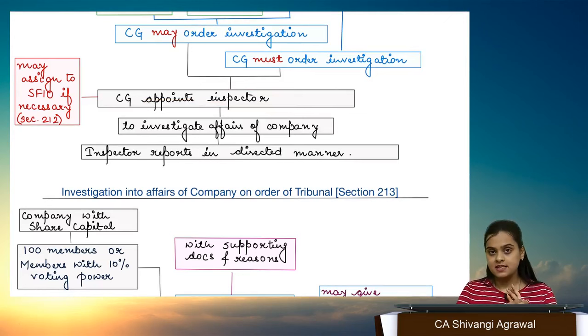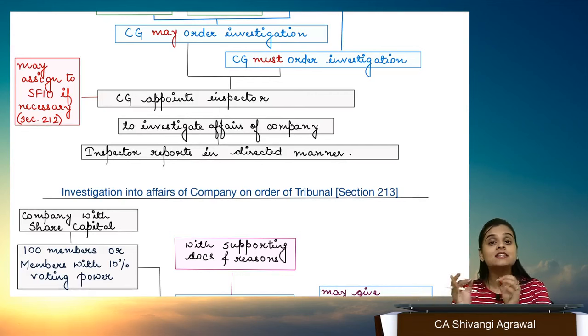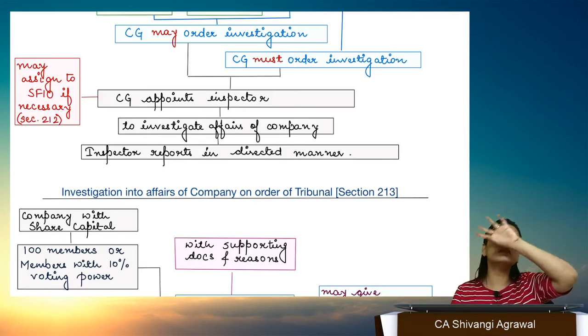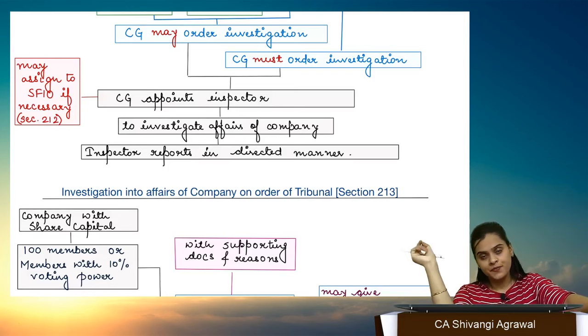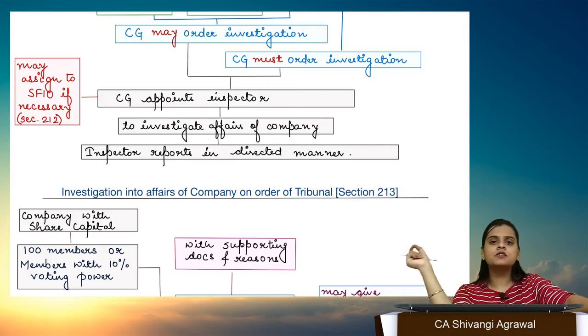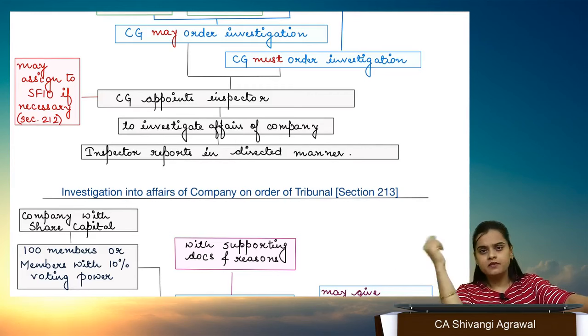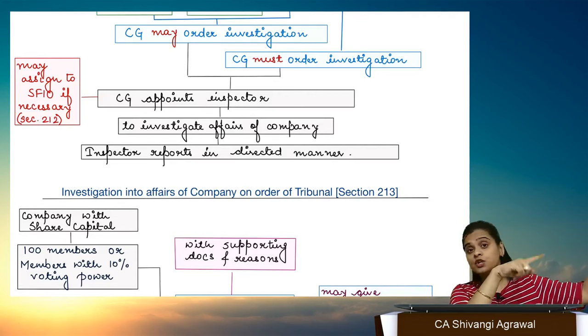In some cases, if CG finds that the case is big, huge, and serious, and it needs more expert people to be employed to investigate the fraud or possible scam, then in such a situation, CG doesn't appoint an inspector to investigate the case, but rather assigns the case to a special dedicated office, which is SFIO, the Serious Fraud Investigation Office, just like we have CBI. That is section 212.